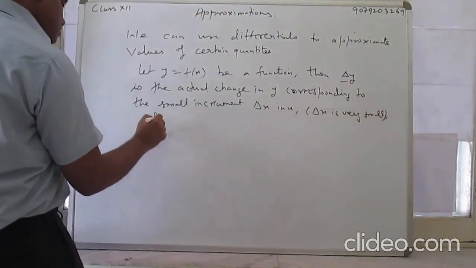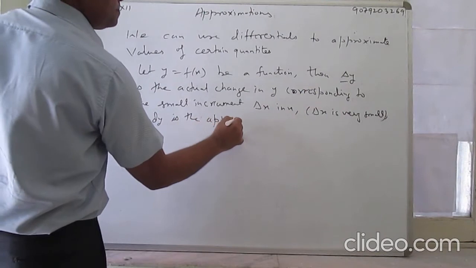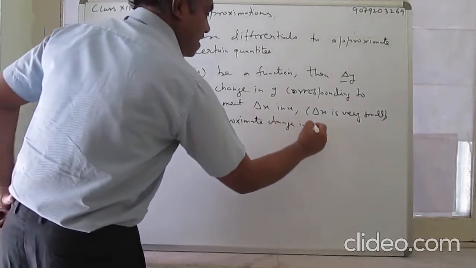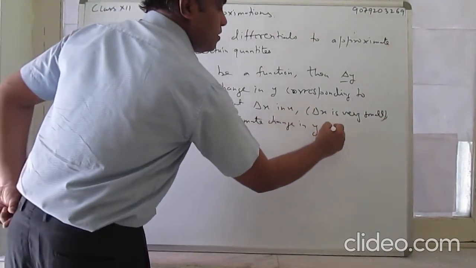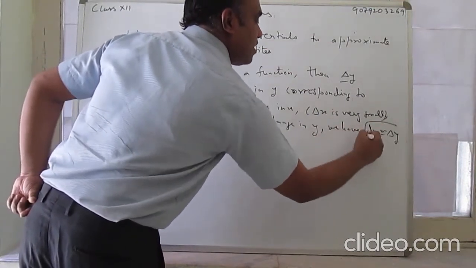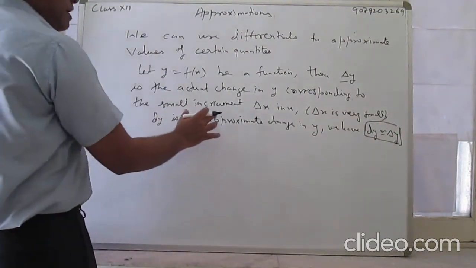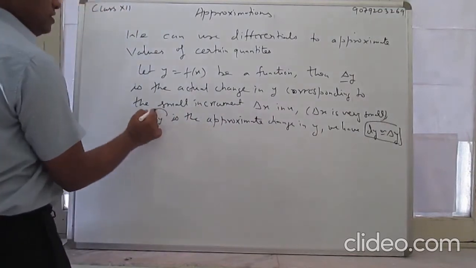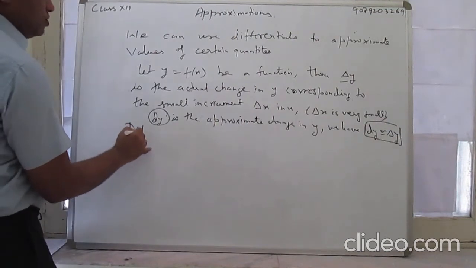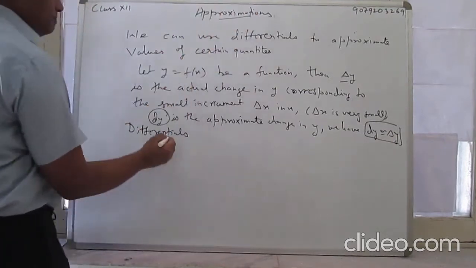So dy is the approximate change in y. So we have dy is nearly equal to delta y. So dy is the approximate change we have to calculate. Now see, differentials can be used to calculate approximation.